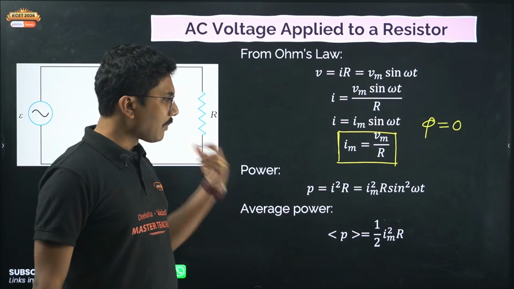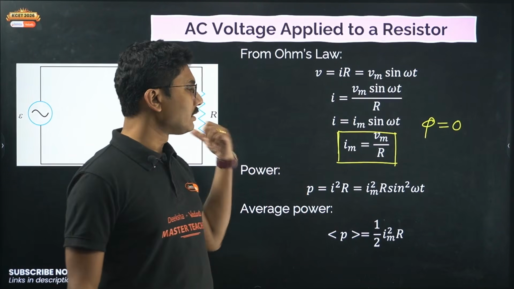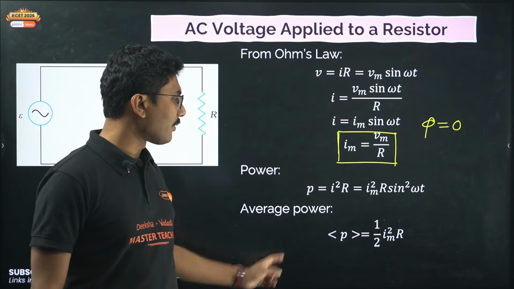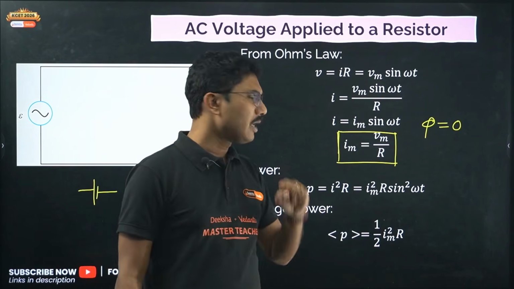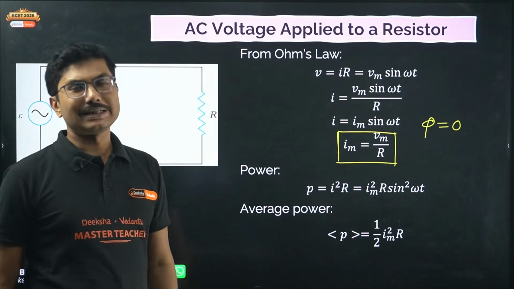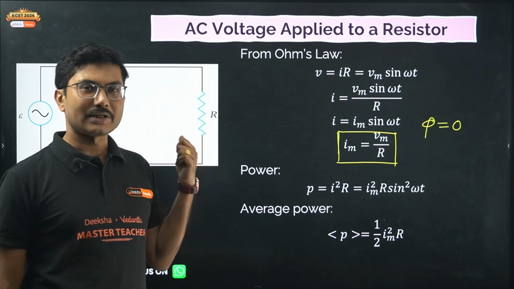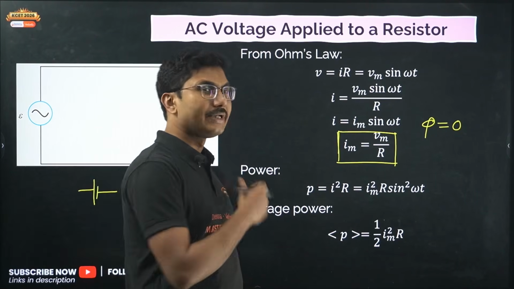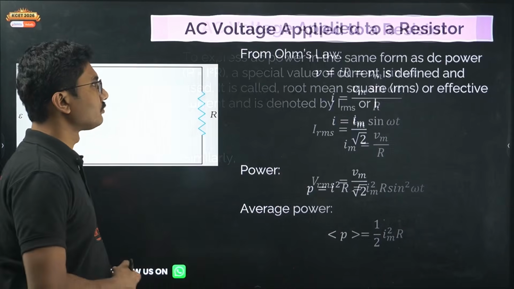Okay, now what is the power dissipated? Power dissipated is P equals I squared R. And from there we can say that average power dissipated is half I squared R. So in an AC circuit, average power dissipated is actually half of what was dissipated in a DC circuit. So power dissipation is less.